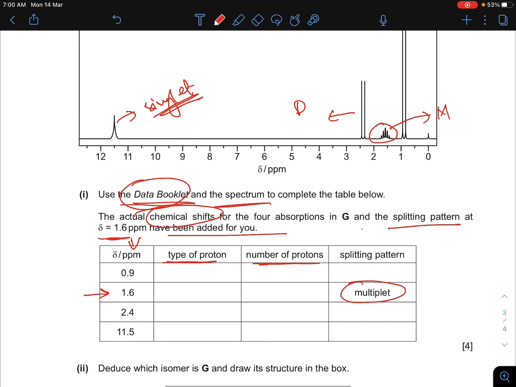0.9, this is the peak at 0.9. So this is a doublet. Then 1.6 is already filled. This is 1.6, multiplet. 2.4, this is 2.4, again a doublet. And 11.5. So this one is 11.5. This is a singlet. All right. Now, next we have to write the type of protons and the number of protons. So for that, we have to look into the table.